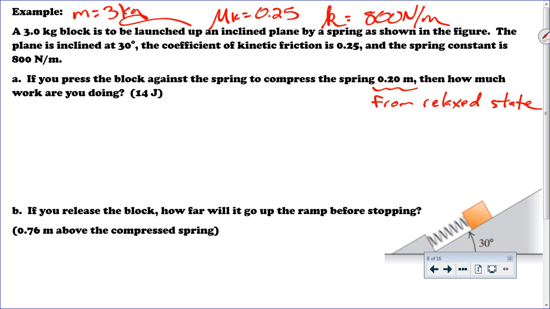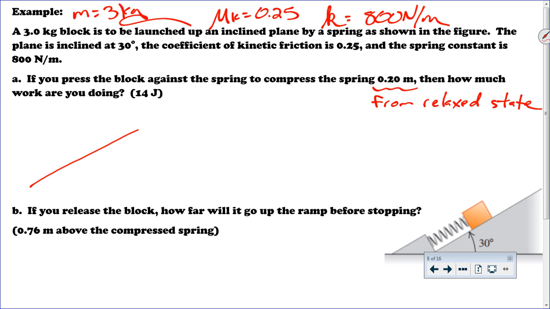Well, one step more complicated, I guess. Okay, so it says if you press the block against the spring to compress the spring that far, how much work are you doing? So we need to identify the 2 points in the motion that we care about. So there's this relaxed point before we squish it, and then we squish it. How much energy does it have now, right?